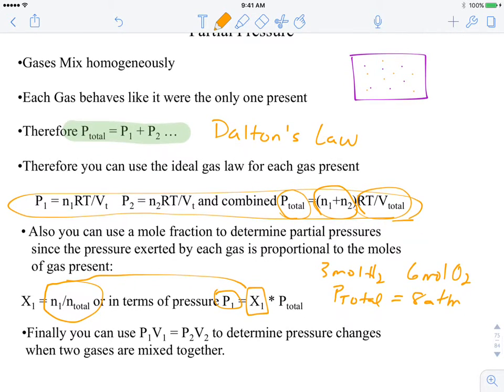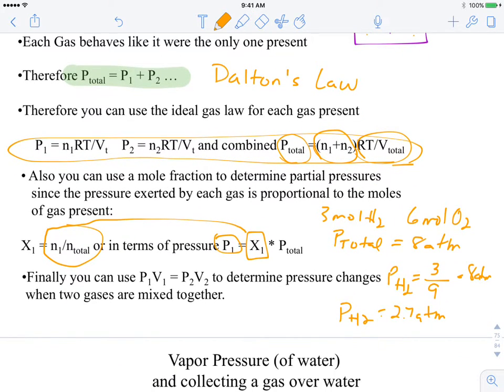Well, if I want to find the pressure of hydrogen, I would take the moles of hydrogen, 3, over the total, which would be 9. 3 plus 6 is 9. And then I would times it by 8 atmospheres. So that gives me 24 over 9. And 24 divided by 9 gives me 2.7 atmospheres. So the pressure of hydrogen is 2.7 atm.